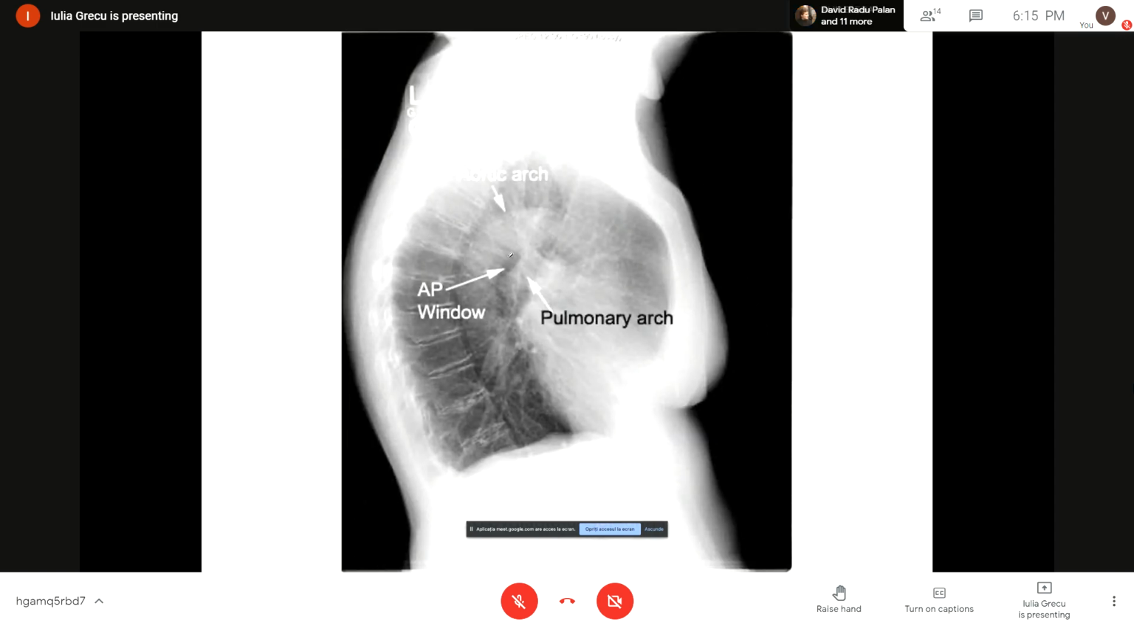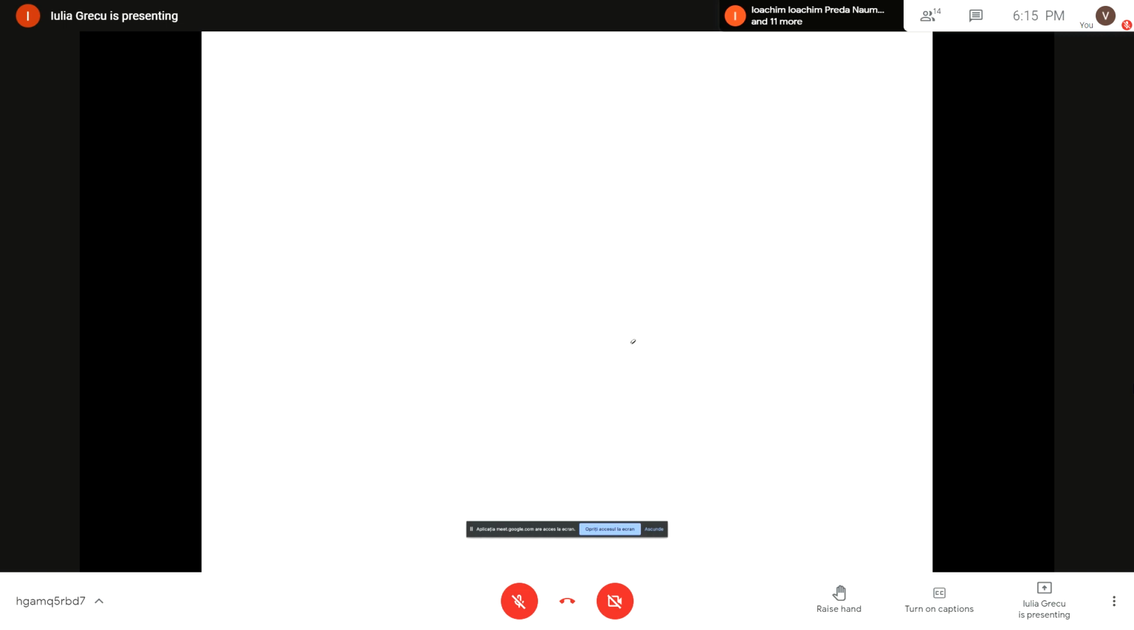The vascular structures that I told you, the aortic arch and descending aorta, and in front of it, the projection of the pulmonary artery, and the opacity of the heart lying in the middle mediastinum, posterior to the sternum.